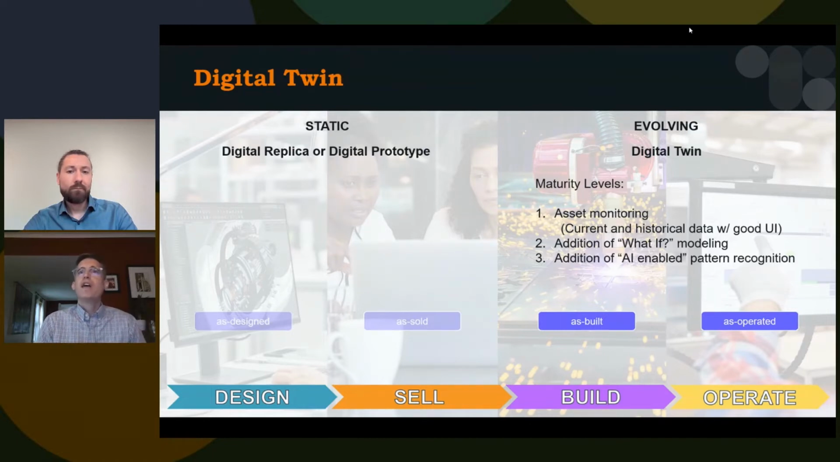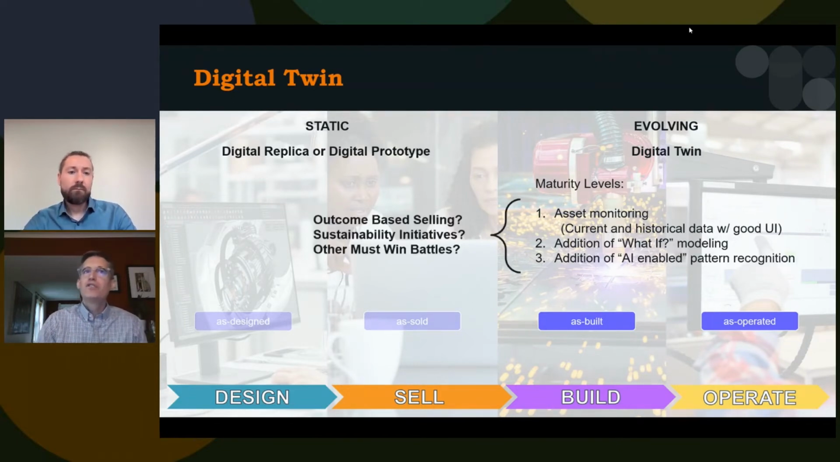If we then add what-if modeling to that, we can take the real-time digital twin as it is providing us an accurate representation of what's actually happening now, and we can start to run what-if scenarios in order to optimize both how it's operating and how we design in the future. And then the third level is when we start to look at machine learning or AI and are able to have patterns be recognized that we're not even aware of.